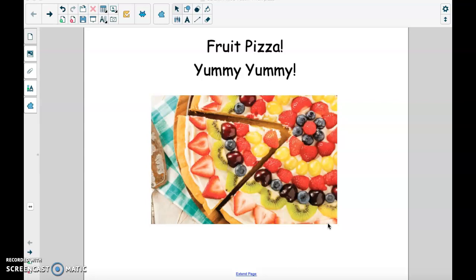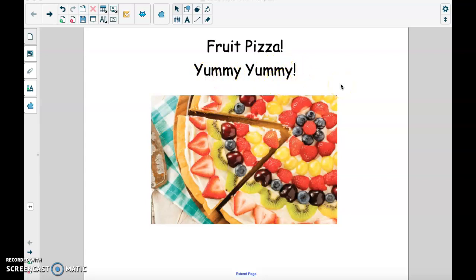Today, we're going to do an activity with fruit pizza. If you've never heard of fruit pizza, it is a type of pizza, but obviously very different, right? Because as you can see in this picture, it's got fruit all around it and it's not sauce, right? It could be whipped cream, it could be yogurt, it could be cream cheese, or a bunch of different stuff. But as it says, it's yummy, yummy.